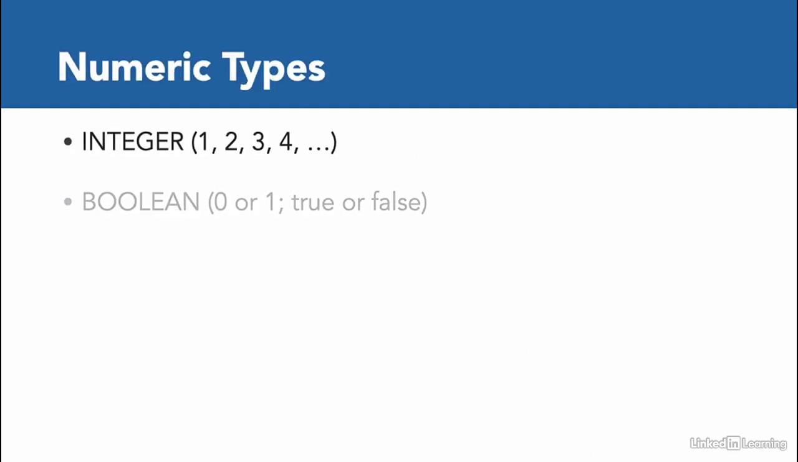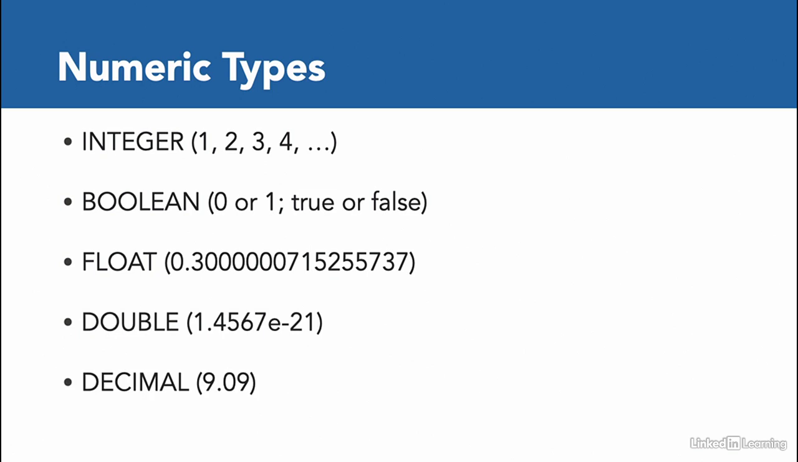These are signed ranges, meaning negative numbers are allowed. The unsigned range, where negative numbers are not allowed, starts at 0. Boolean types are true and false, or 1 and 0, where 1 is true and 0 is false.